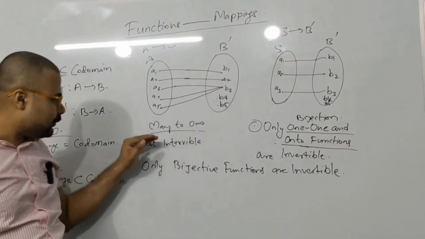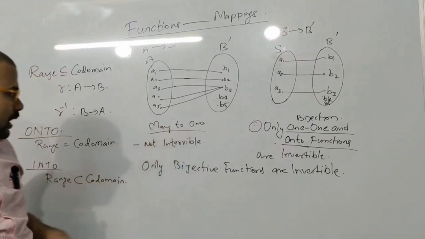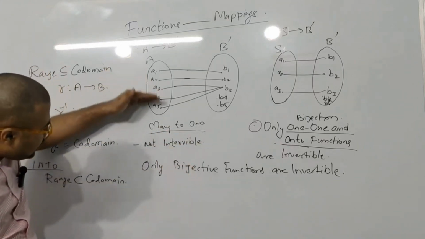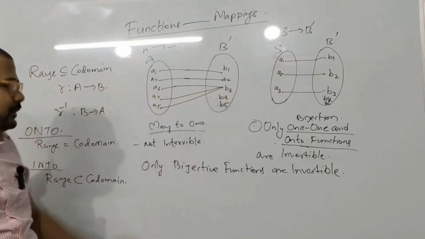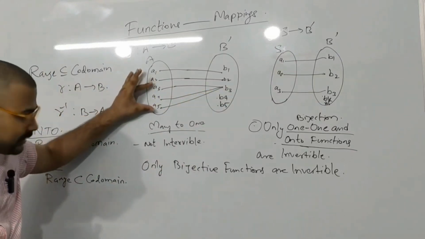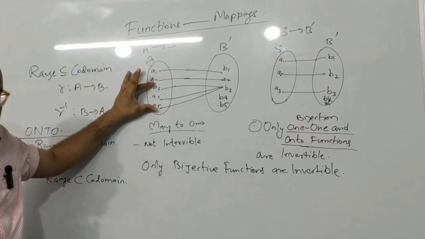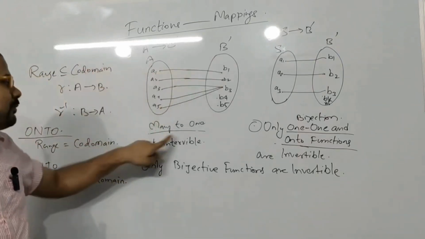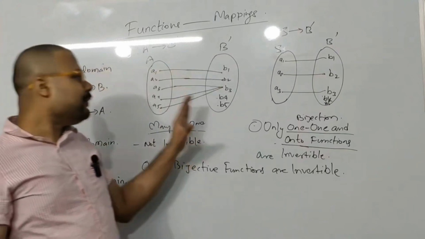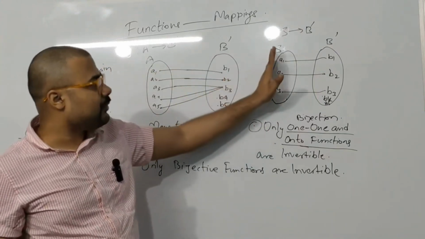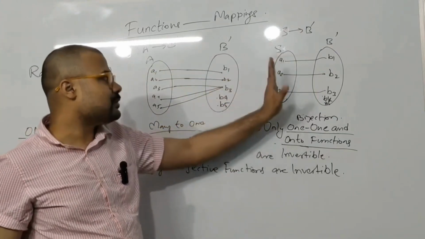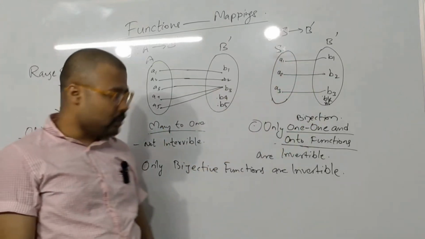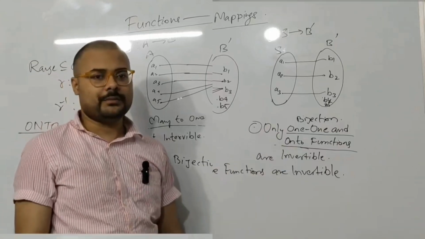Now this mapping that we are saying many to one, this is from A to B. So from A, many elements of A may be mapped to one element. If in your mapping there exist some elements that are mapped to the same element, then it is many to one. And if in your mapping all the elements of the domain are mapped to different elements of the codomain, then it is a one-to-one mapping.